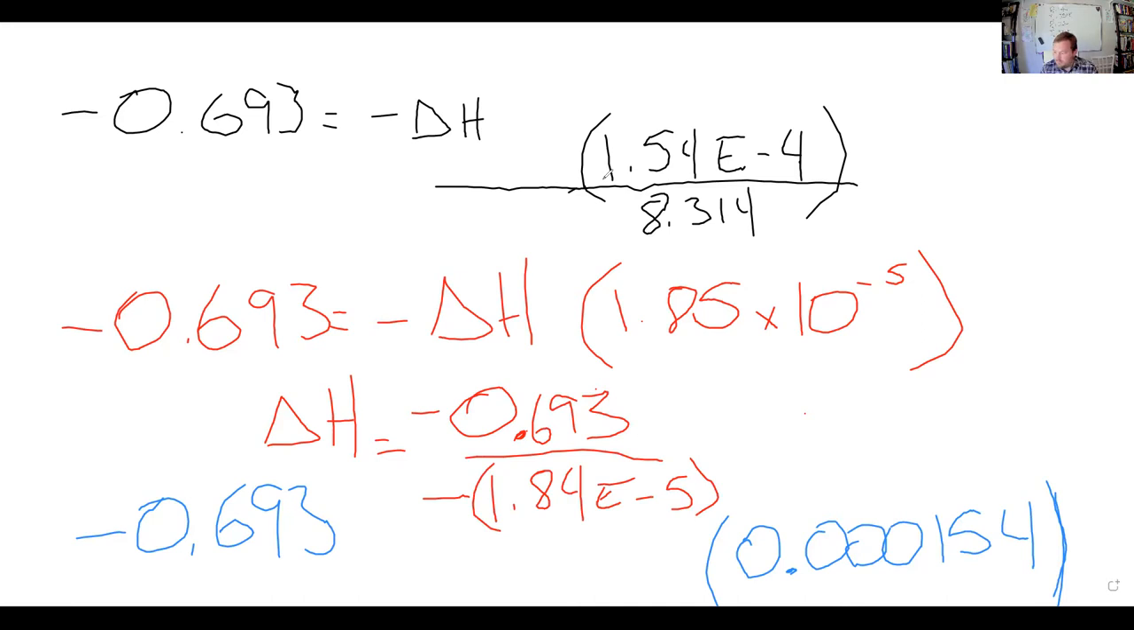Divide both sides by that number and bring the negative sign along with it. A 1.84, not 1.85.